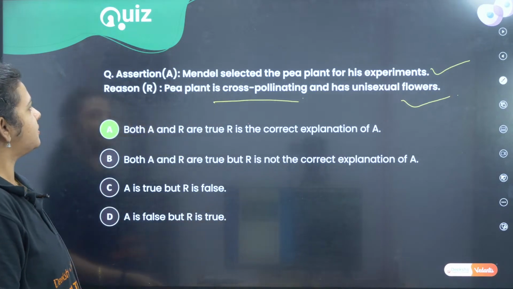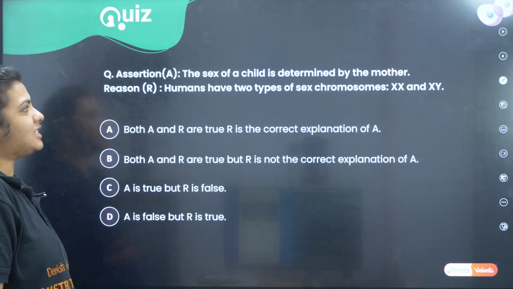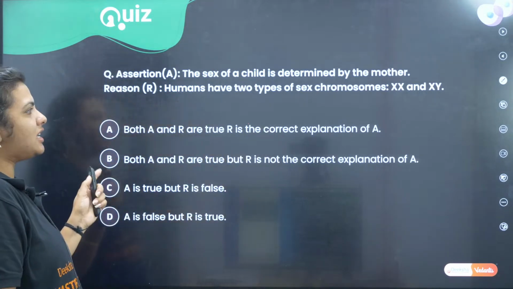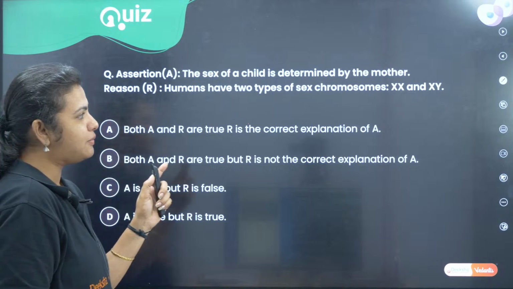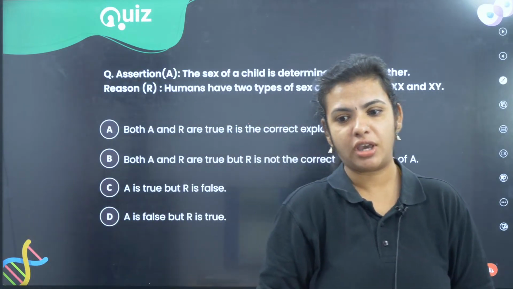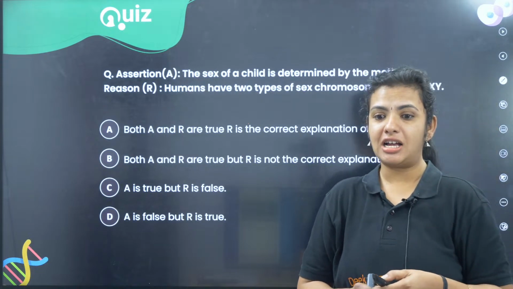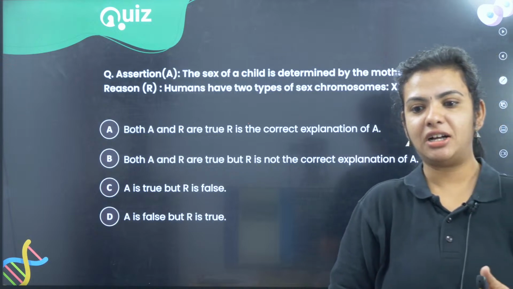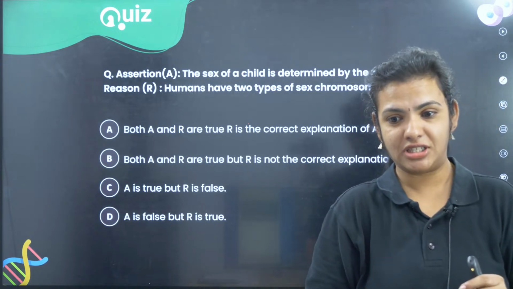Yes, alright. The next assertion: the sex of a child is determined by the mother. Reason says humans have two types of sex chromosome, XX and XY. Okay. So, please give your answer for this. Does the mother determine the sex of the child?